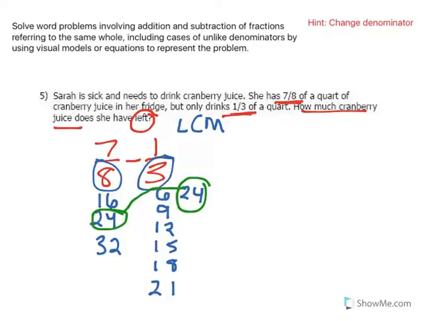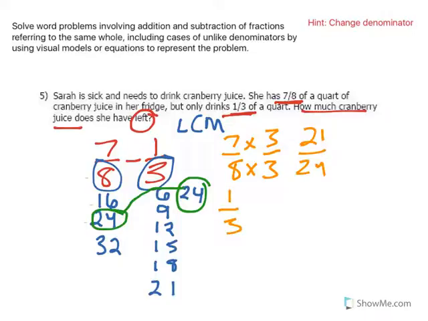So we have 7/8. We did 1, 2, 3 to get there, so times 3 on the bottom, times 3 on the top. So we have 21/24. So now we look to our next fraction, 1/3. We did 1, 2, 3, 4, 5, 6, 7, 8 multiples to get there, so times 8, times 8. We have 8 over 24.